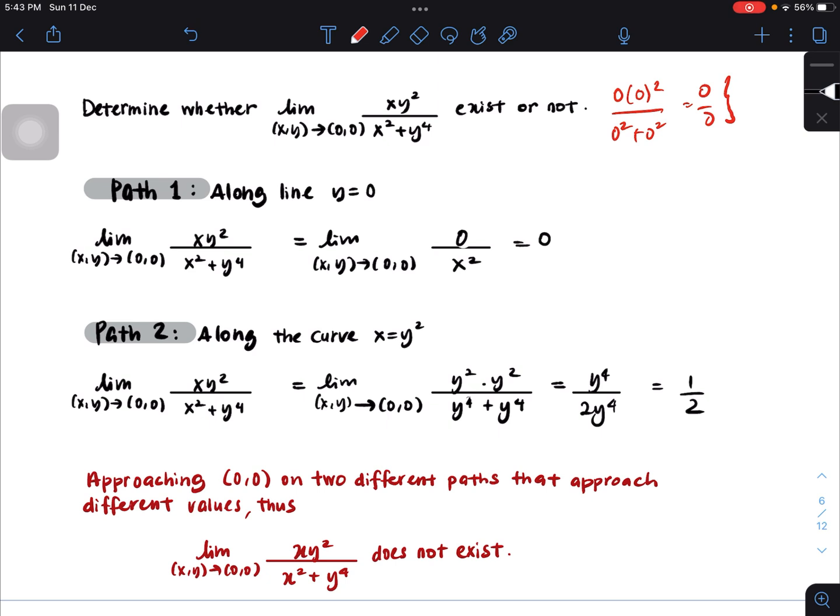Okay, the first thing yang kita boleh ambil yang paling senang adalah either kita let y equal to 0 atau x equal to 0. Katakan kita ambil y equal to 0 dulu. So when we let y equal to 0 means this one is equal to 0, right? So x multiply by 0, you get 0. And this one is equal to 0, so your denominator only left with x square. So 0 divided by x square, you get the first limit is 0.